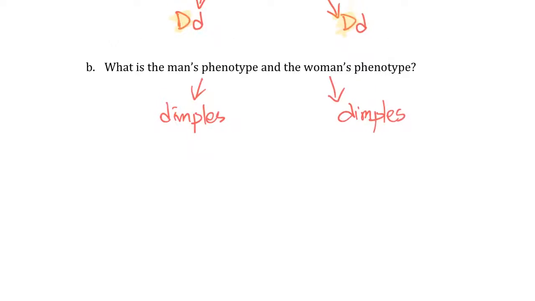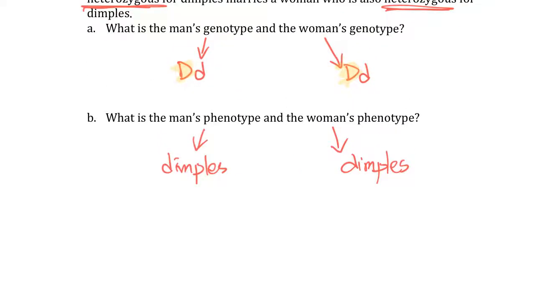So if we describe them as having big D, small d, that's a genotype. If we describe one of them as being dimpled, that's a phenotype. So phenotype is how you would describe them qualitatively, and the genotype is how you would describe them quantitatively. Basically, what are the alleles that are in them? Okay, so let's go down to the next question.